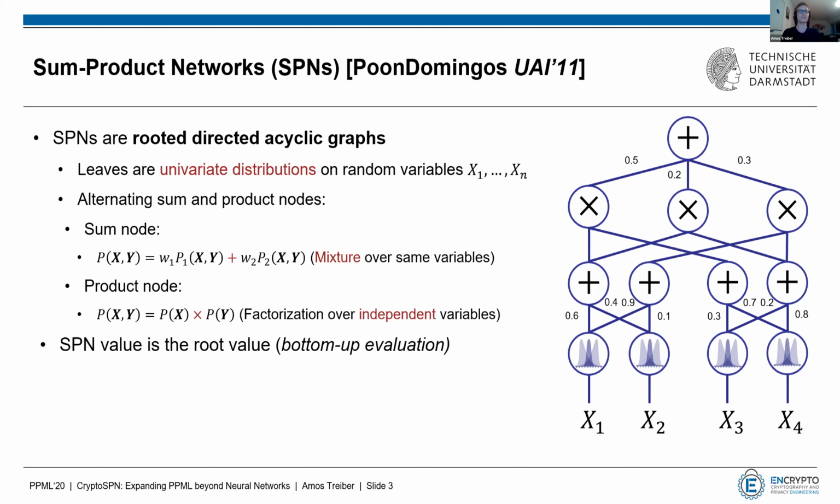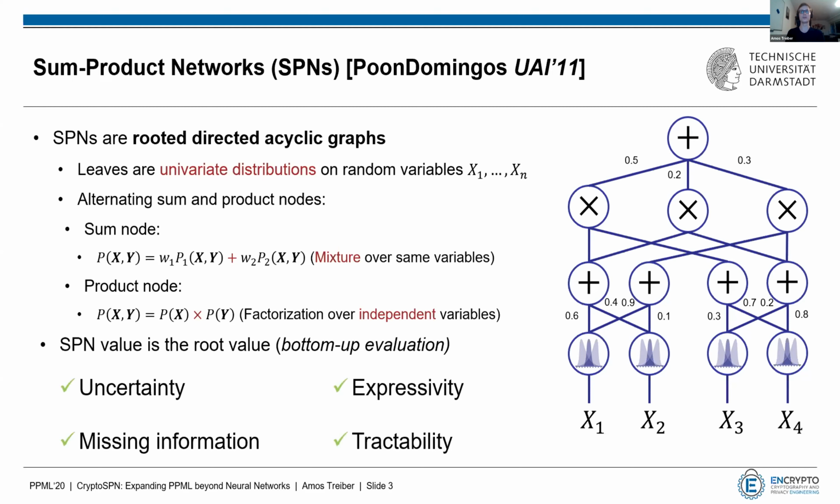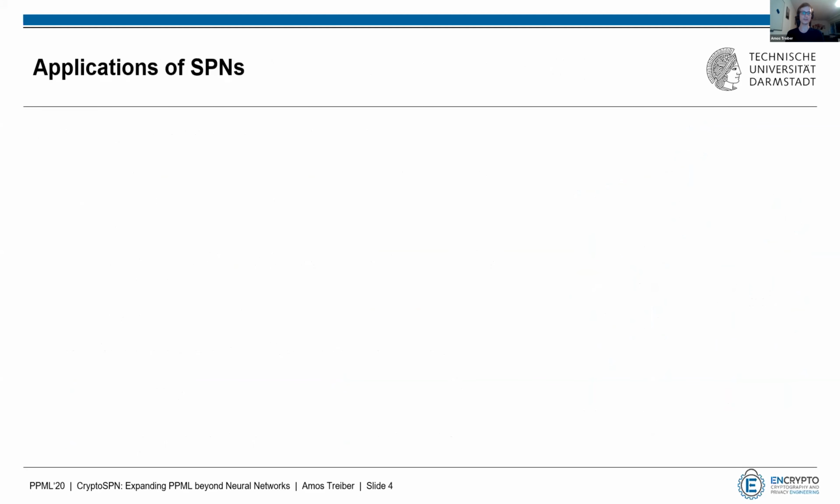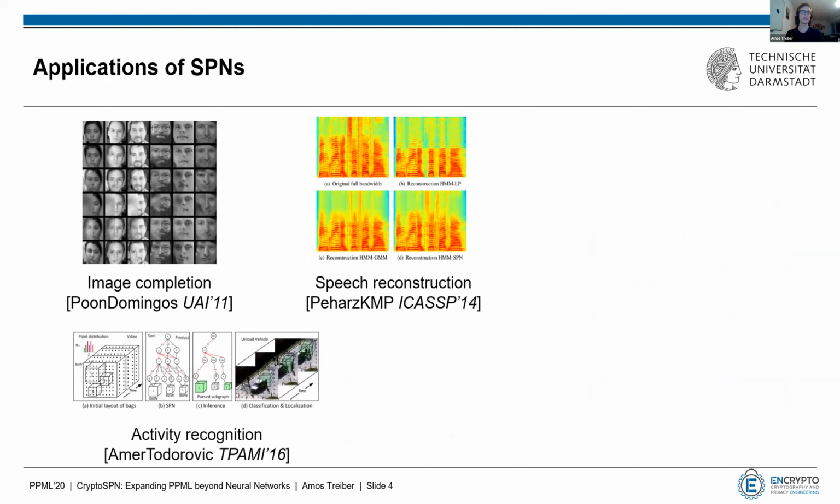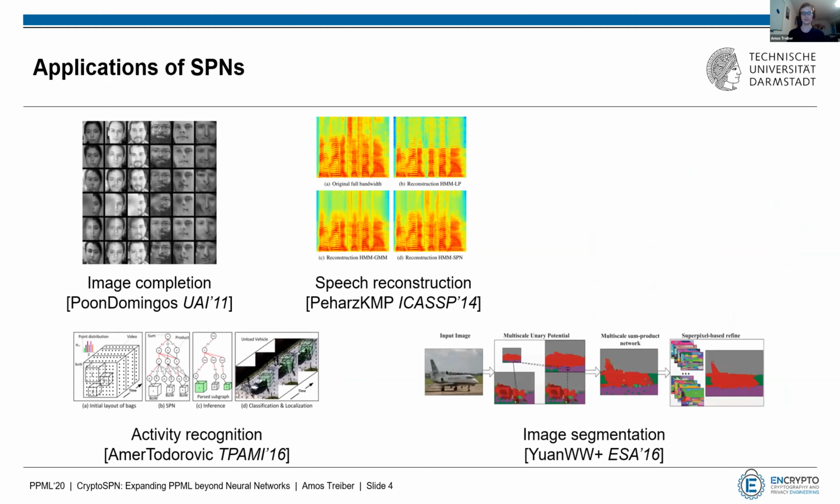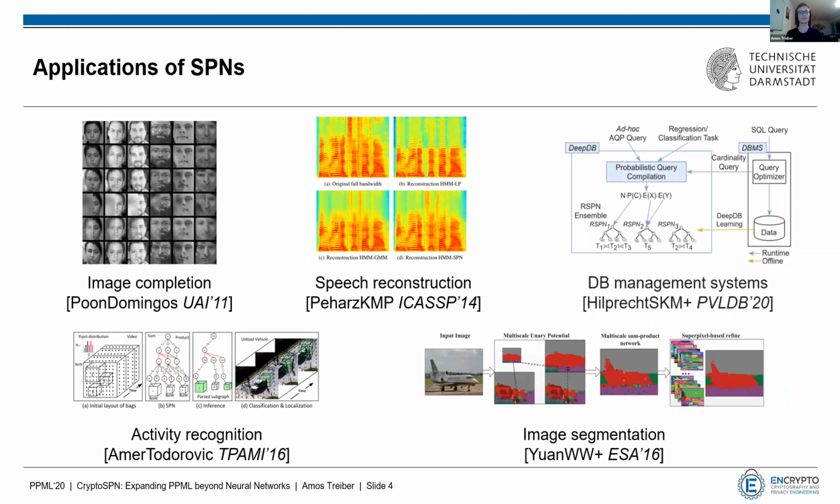Without going into too much detail, this type of model gives us a lot of advantages. A big advantage is that it can indicate uncertainty, meaning it will show you a value that gives you an idea of how fit the model is to make a prediction, and this increases trust in the model. Furthermore, it can easily handle missing information and is considered to be at a sweet spot between expressivity and tractability, meaning that there's a wide range of queries that can be supported in tractable time. These advantages have been leveraged by several applications, for instance, image completion, speech reconstruction, activity recognition, image segmentation, and perhaps surprisingly, it has recently made an impact for database management systems.